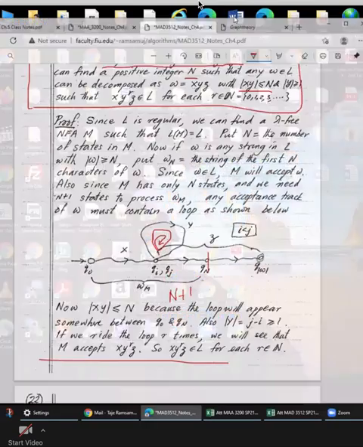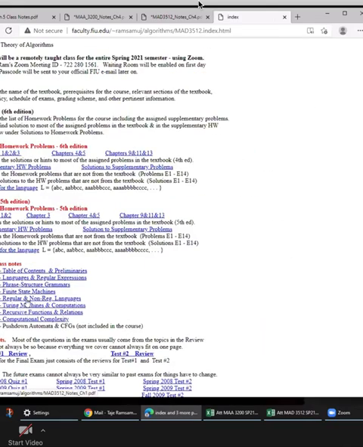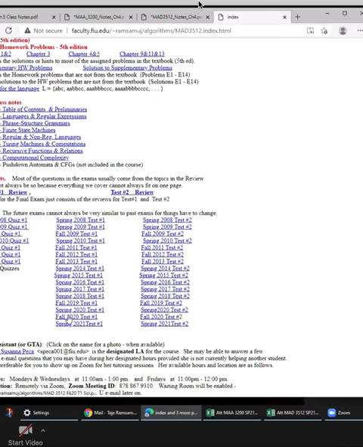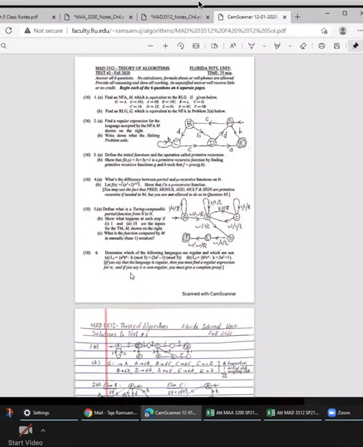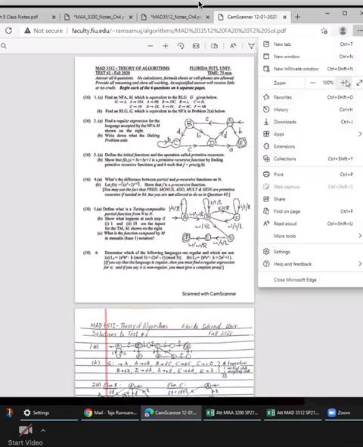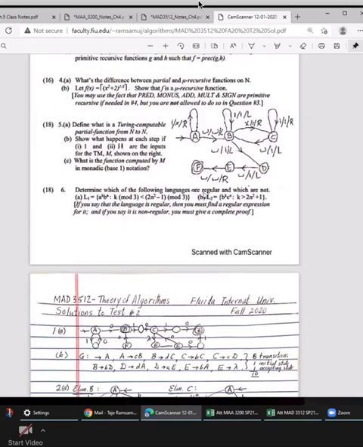225 graph theory. You can see what I am giving you. Test 1. I know, test 1. Test 2. Sorry about that. And then you can know. It says this is too small. Okay. Determine which of the following languages are regular.